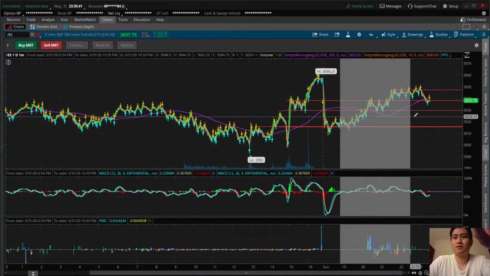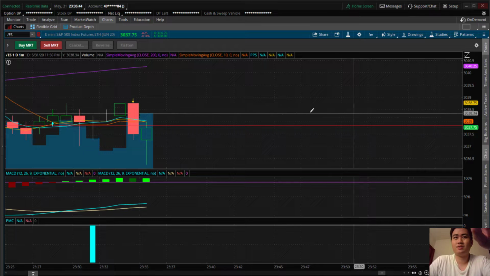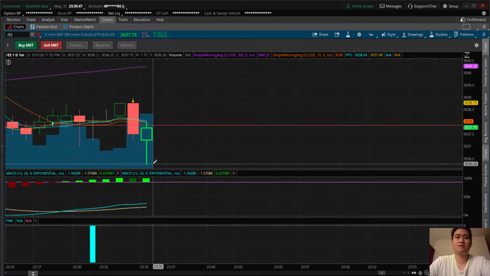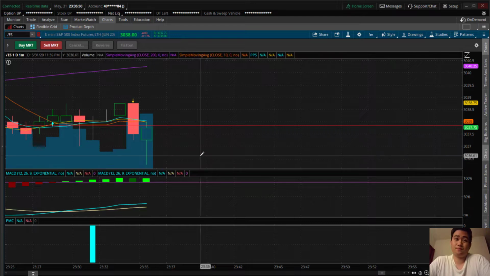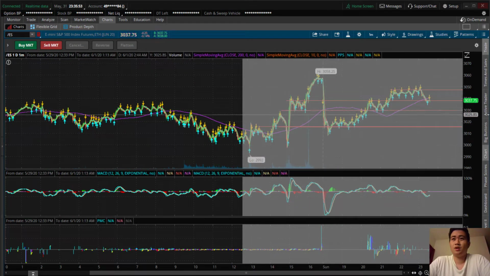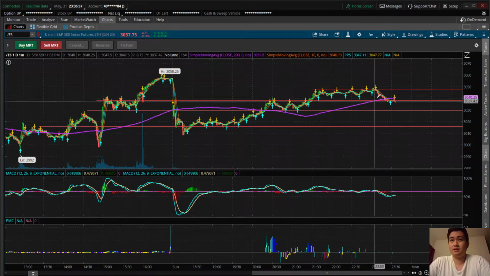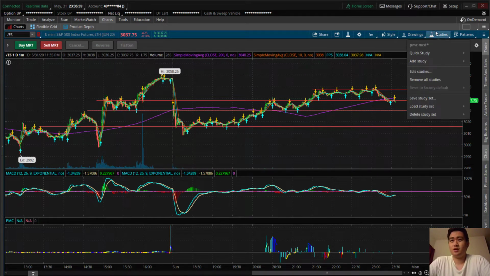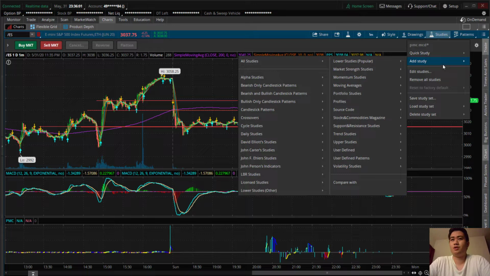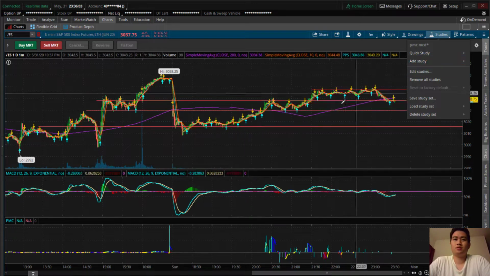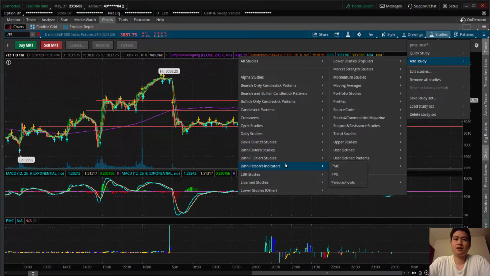So where do we bounce off? In this candle, 30.035, 36.35. So that's pretty interesting. So for futures, I use the MACD, the PPS, and PMC. This is on TD Ameritrade. You can just go to Add Studies, go to John Person's indicator, and try to play around with it.